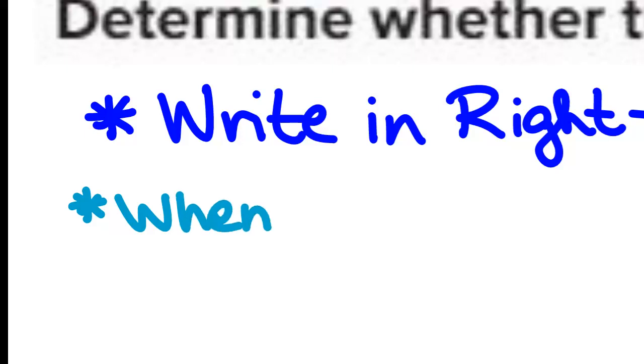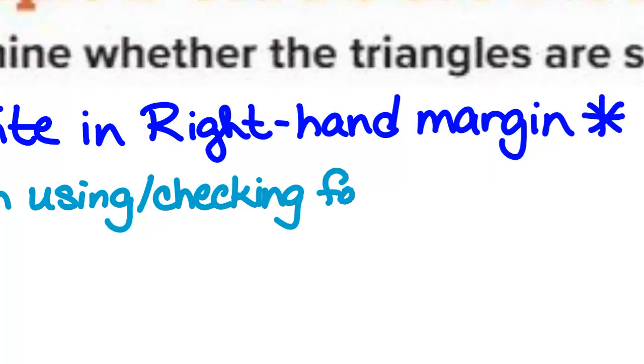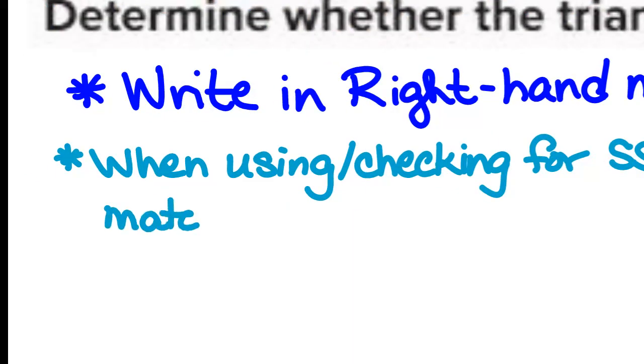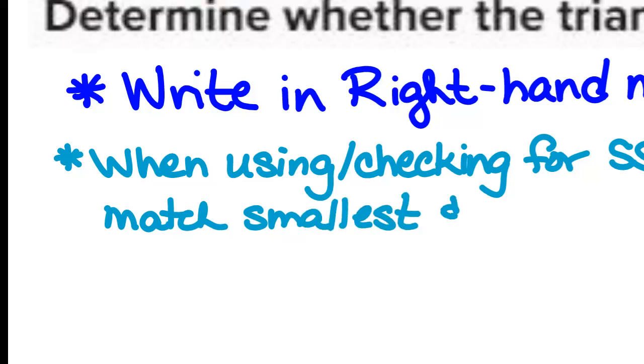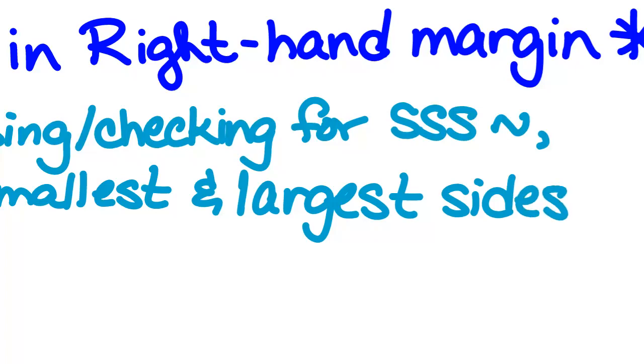Write this down for me. When using or checking for side-side-side similarity, you want to match the smallest and largest sides from both triangles.